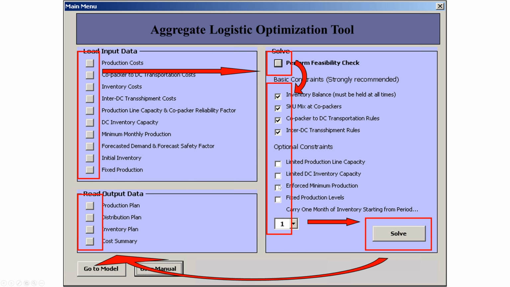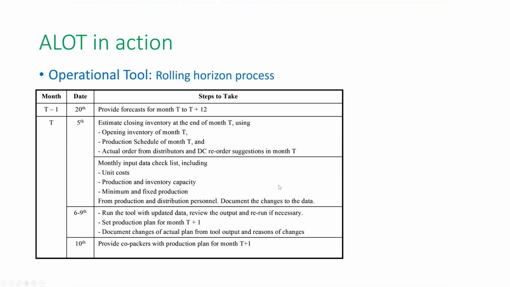And then we looked at how we should implement this. So we came up with the idea of a rolling horizon process. What this means is that each month you solve the model for the next 12 months, and next month you solve it again for the next 12 months. Since the forecasts were not accurate, but the forecasts were more accurate for the next month than for the next 12 months, each time you are doing this, hopefully you are converging to a better production plan.